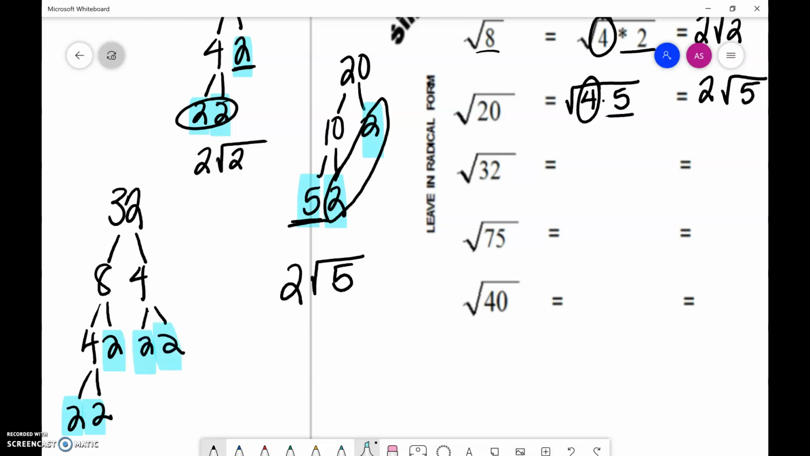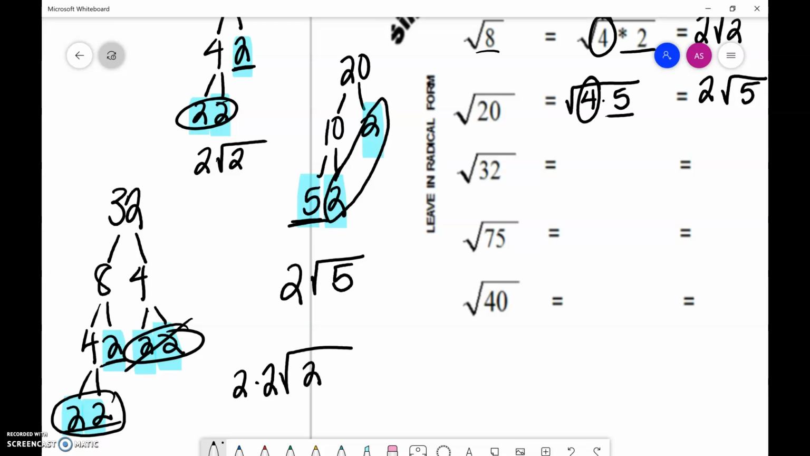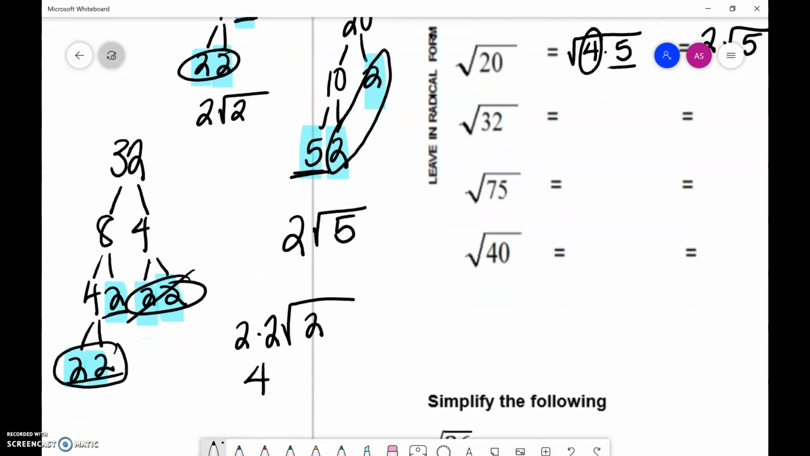Okay, and I'm going to still circle my pair. So this is a pair. This is a pair. So 2 is going to be coming out. That group is gone. I have another pair too, so that's going to come out as well, and I'm going to be multiplying. Then I still have these here. There's 2 here, so 2 is going to be on the inside. So my answer would be 4 square root 2.